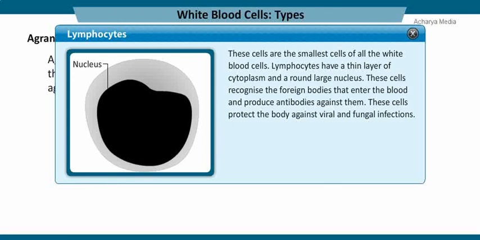Lymphocytes. These cells are the smallest of all the white blood cells. Lymphocytes have a thin layer of cytoplasm and a round, large nucleus. These cells recognize the foreign bodies that enter the blood and produce antibodies against them. These cells protect the body against viral and fungal infections.